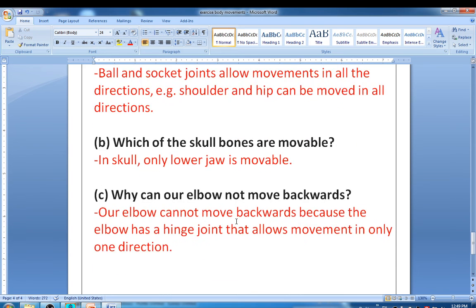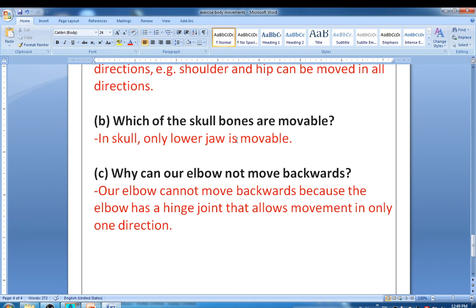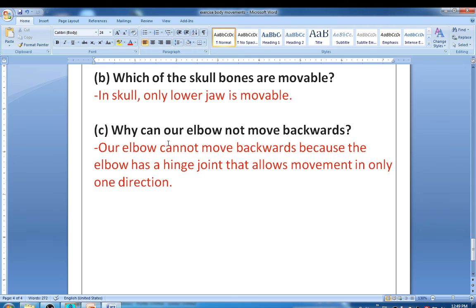Okay, the next one: which of the skull bones are movable? In the skull only the lower jaw is movable. You can move your lower jaw. So in the skull only the lower jaw is movable, not the upper jaw. And the last one: why can our elbow not move backwards? Our elbow cannot move backward because the elbow has a hinge joint that allows movement in only one direction. Understood? So for movement you have to learn the types of joints properly.